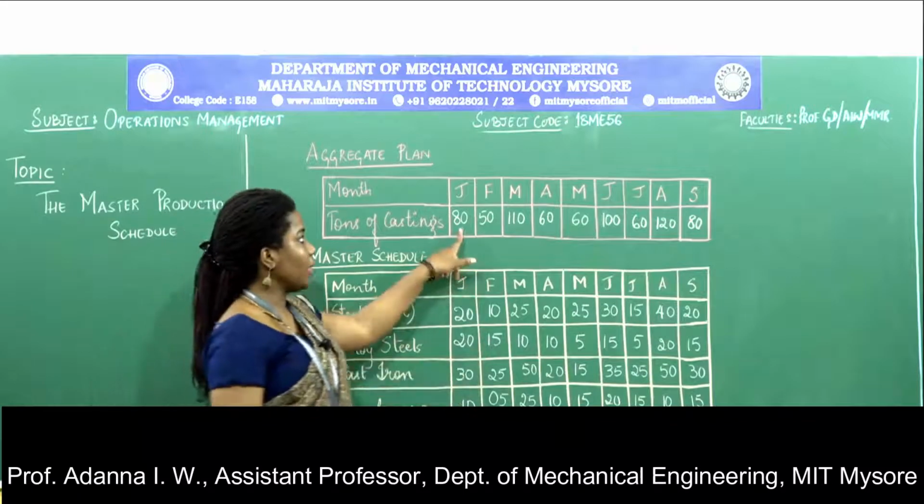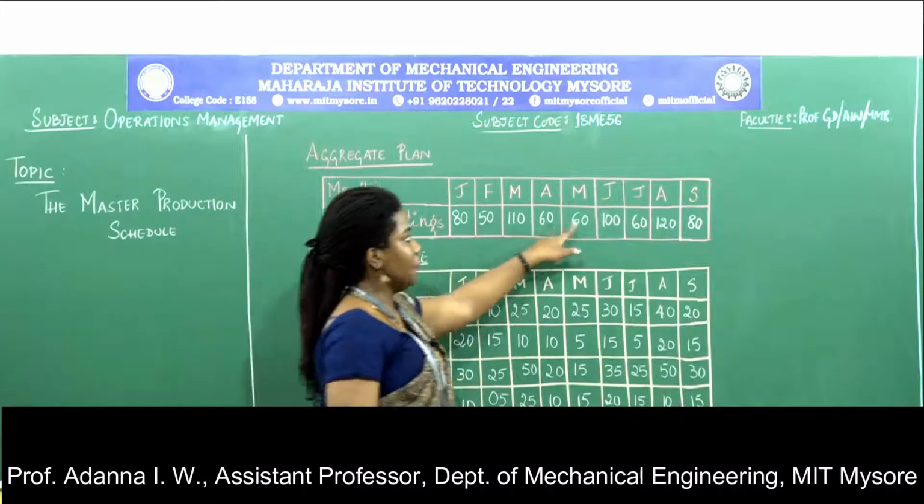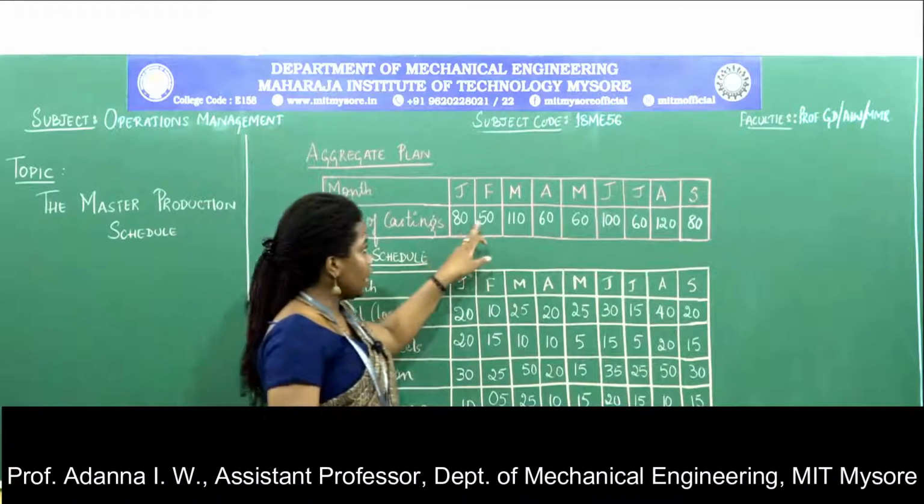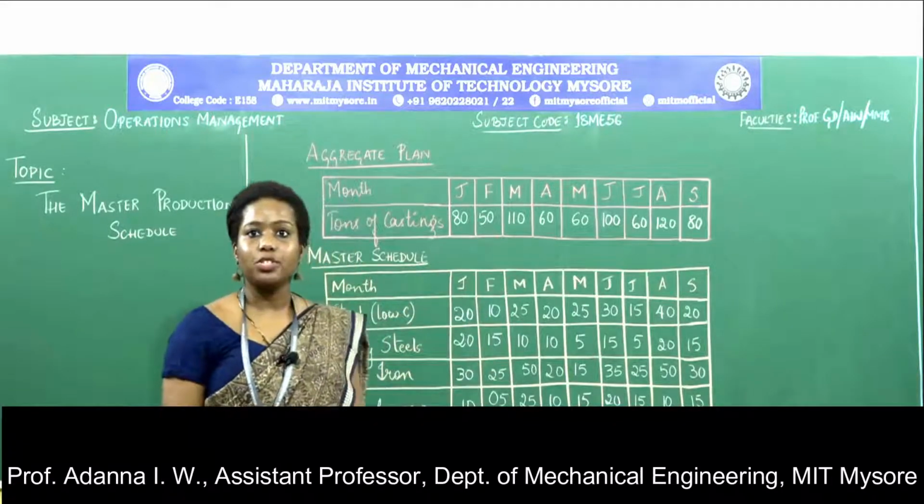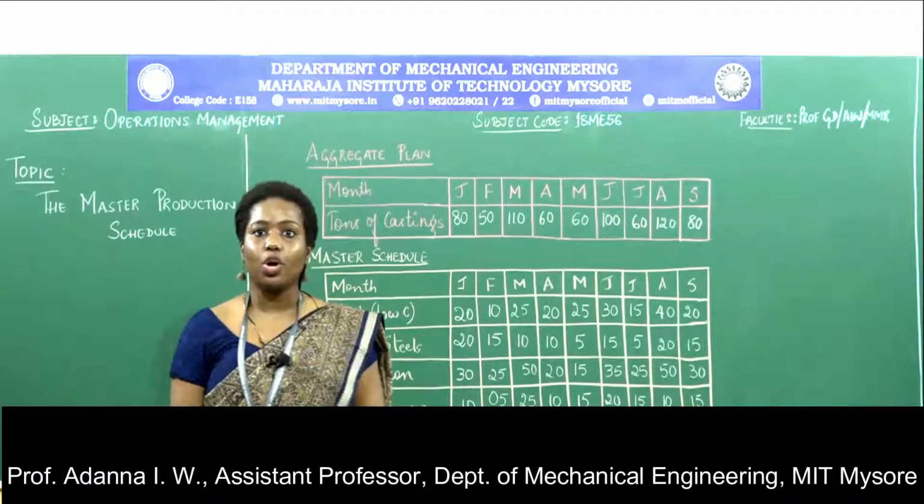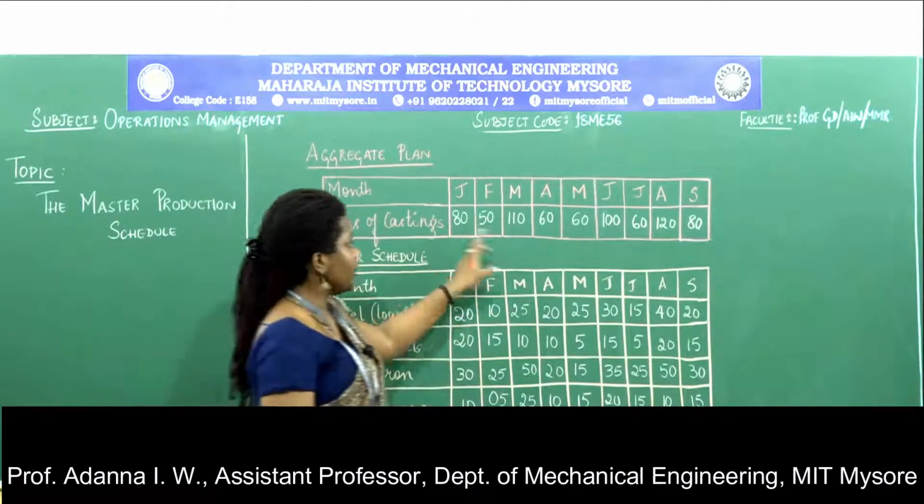So January is one time period. These are all single time periods of 1 month each. And here, in every time period, how many tons of casting need to be procured, need to be available on the shop floor or within the factory is given over here.